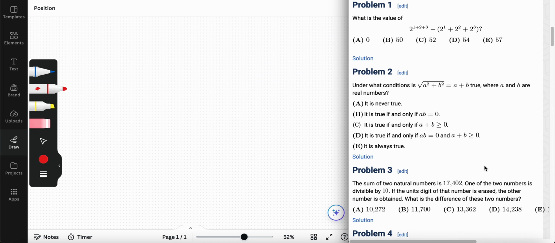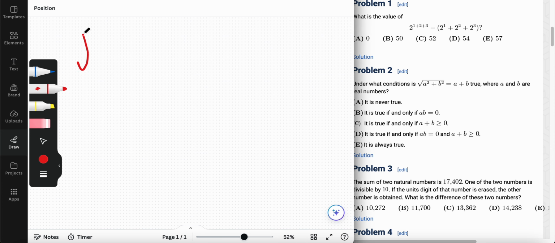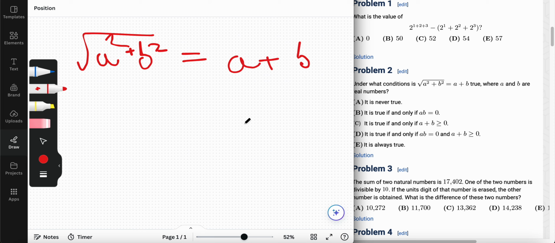Okay, moving on to problem 2. Under what conditions is the square root of a squared plus b squared equal to a plus b true, where a and b are real numbers? Okay, so I'll just rewrite this. I get the square root of a squared plus b squared is equal to a plus b. I can square both sides, so I get a squared plus b squared is equal to, okay, so I squared this, which is a squared.